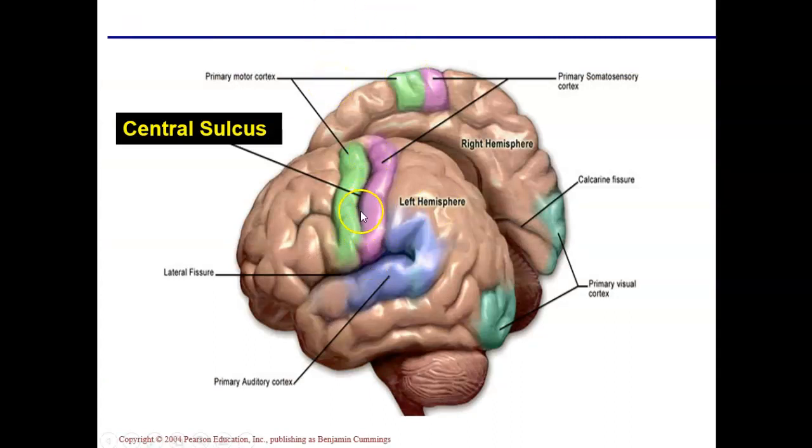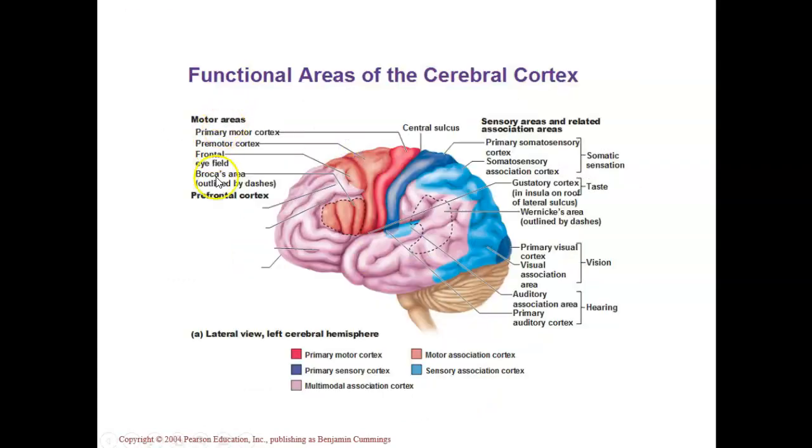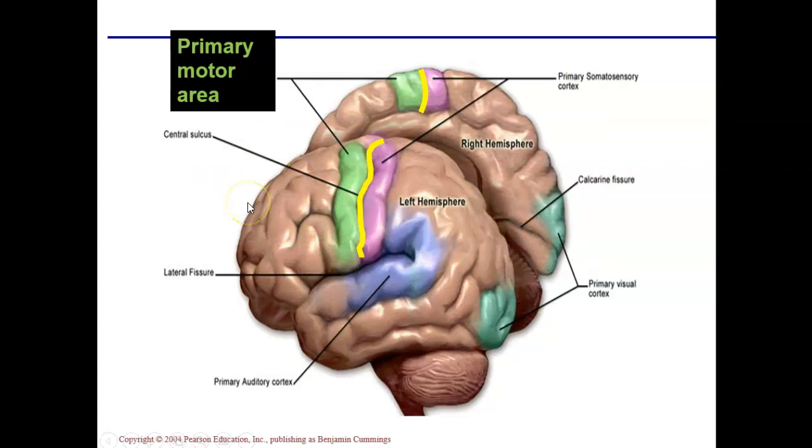Again, we talked about the central cortex. Now let's talk about the central sulcus right here. I want to talk about the primary motor cortex. So we talked about the frontal lobe right here. Now on the frontal lobe, there's also this area called the primary motor area.